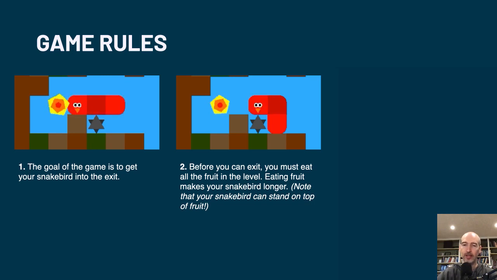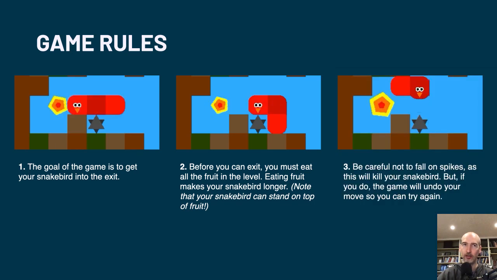The other thing we would note is that there are obstacles in the way, like spikes, and if you fall on the spikes, then your SNAKEBIRD will die. And so together, all of these pieces and other mechanics that are introduced in the game make it difficult to get your snakes into the exit. And so this is what makes this game very interesting.